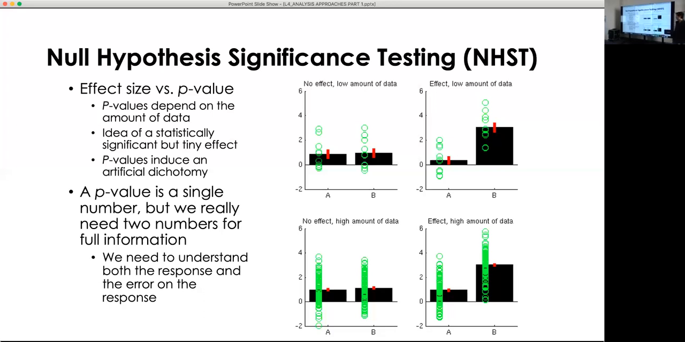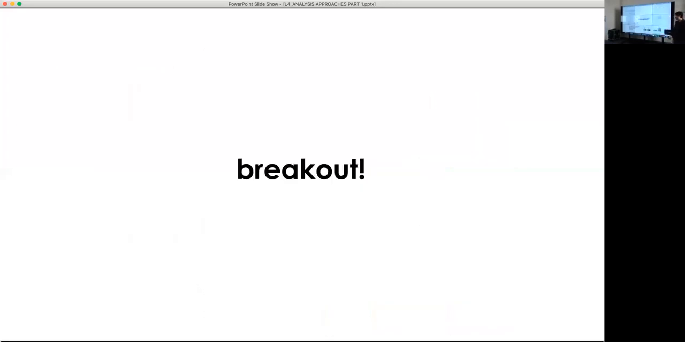Okay? I think that's important. If you do fMRI and you focus on p-values, you kind of lose sight of the effect size, for example. So that's how it's relevant.